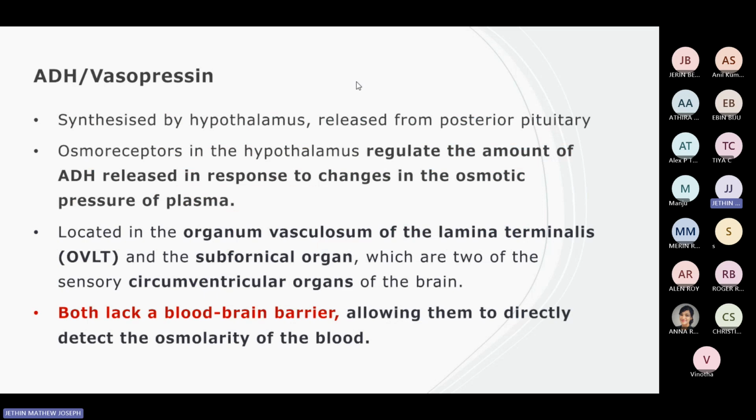Another concept with which we should be very clear about is ADH or vasopressin.